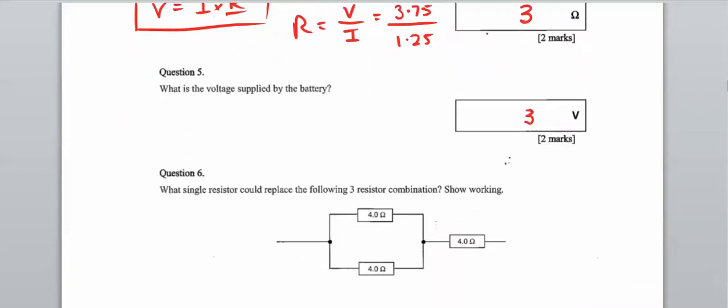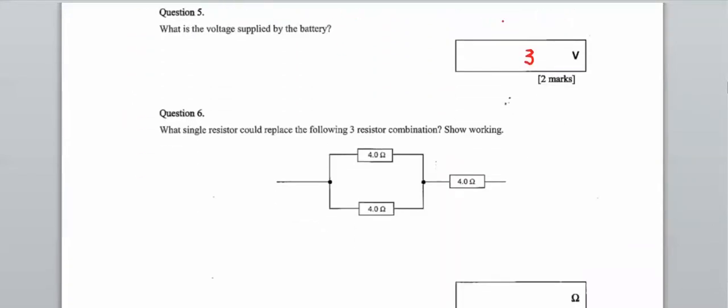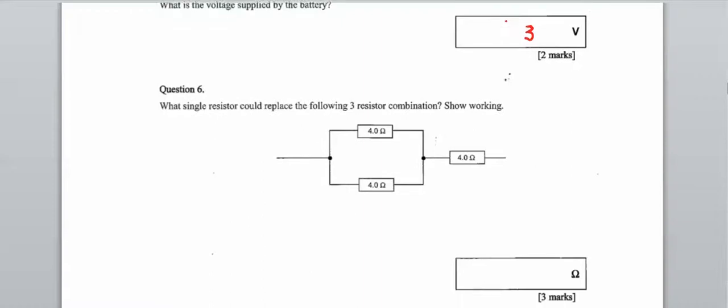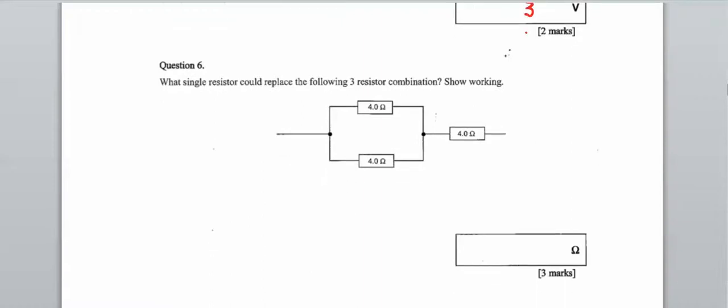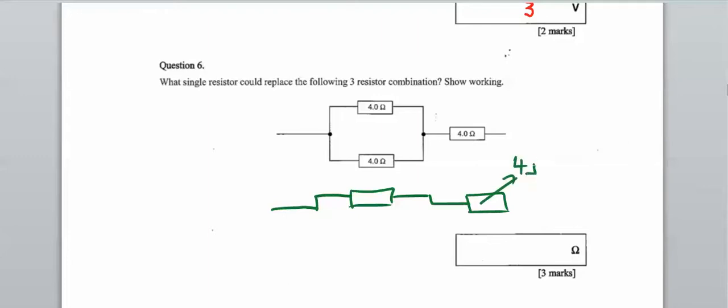Question 6. What single resistor could replace the following 3 resistor combination? First of all, we can draw an equivalent circuit, which is basically having one resistor in series with a 4 ohm resistor.